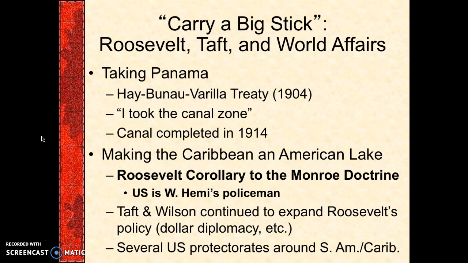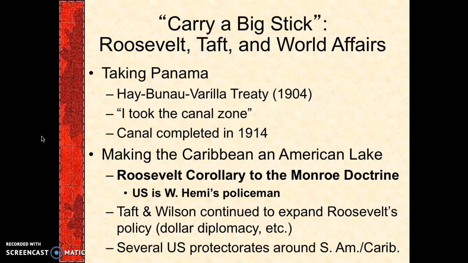Taft and Wilson are going to continue to expand Roosevelt's policy, Roosevelt's corollary. Dollar diplomacy is going to be one way that this happens. Dollar diplomacy is going to see American business encouraged to expand overseas, and the idea here is that we should encourage American investment in other nations, both to bring them into this international economic sphere and also to make sure that American interests are being served by these other nations and within these other nations. Dollar diplomacy is kind of controversial, and the term is meant to be derisive, kind of like muckrakers. Now it's not really used in a derisive fashion all the time, but make sure you're familiar with dollar diplomacy.